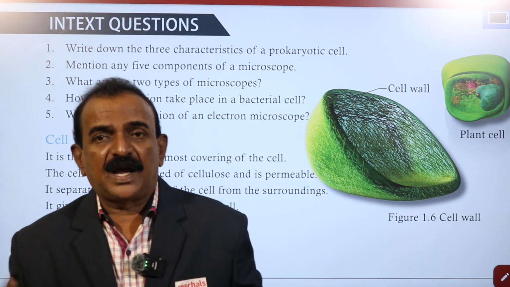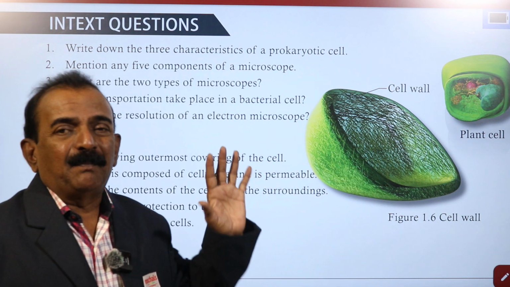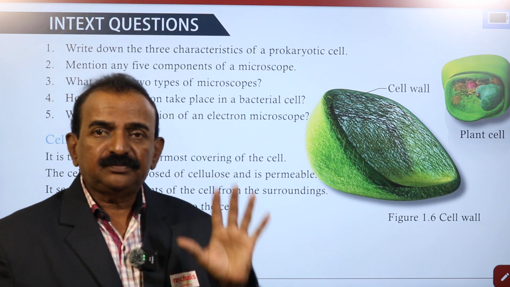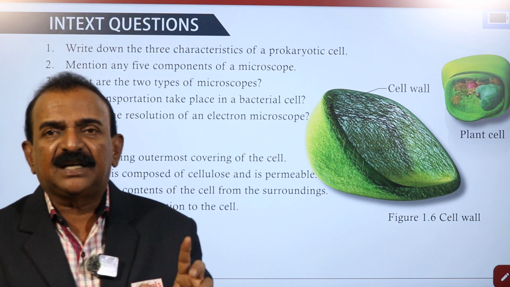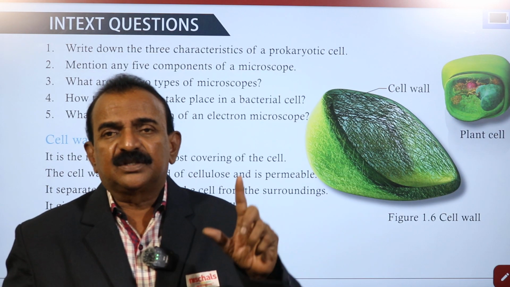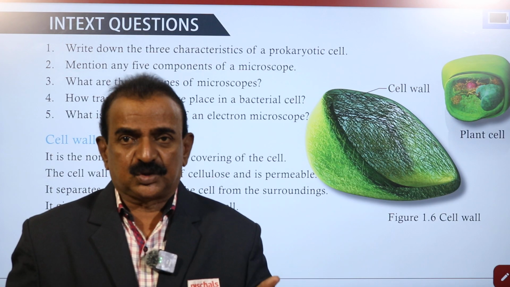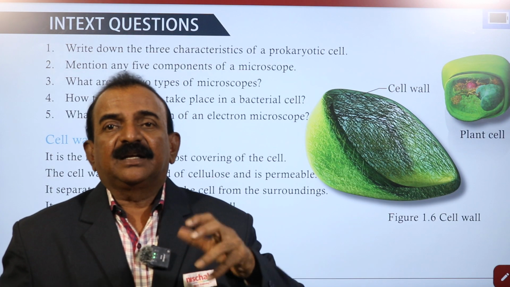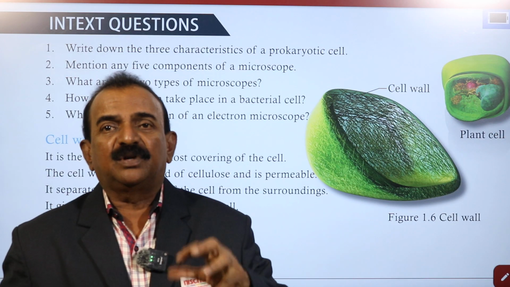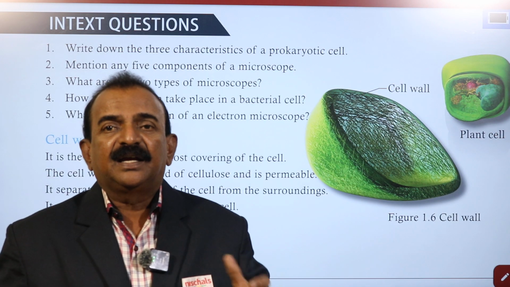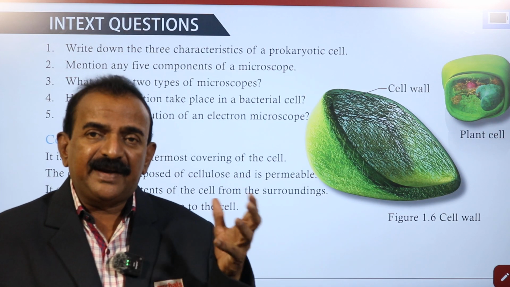So now I am explaining the parts of a microscope. There you see the presence of the eyepiece, the body tube, the revolving nosepiece and the stage. The revolving nosepiece has what? Objective lenses, and then the handle, coarse adjustment and fine adjustment.